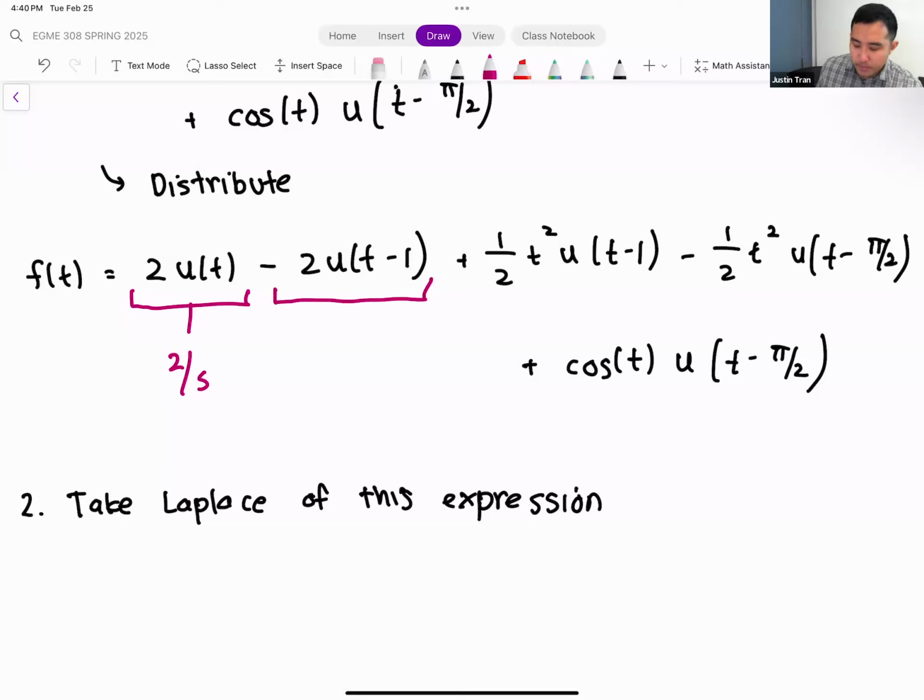Next we have a minus 2 times u(t - 1). This one does have a shift, but for a constant function you don't need to apply any opposite shift, because a constant is just going to be a constant. So this is going to be minus 2, multiplied by e to the minus s to account for the shift, divided by s. Even though that second term has a shift, for constant functions you don't need to do anything special, because there's no t in them.